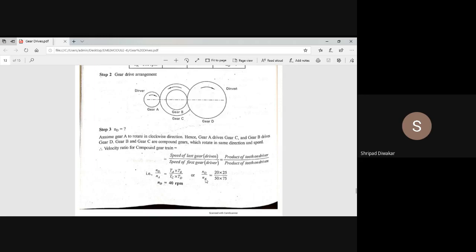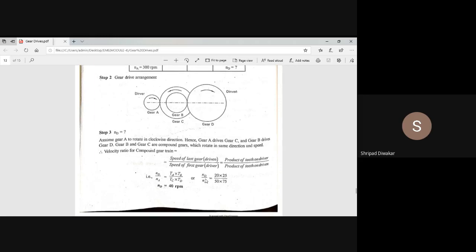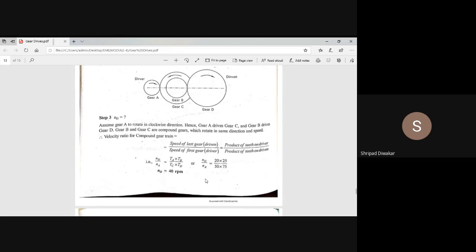NA is given, the speed of gear A is 300 RPM. You have to substitute the value. You'll get the speed of the last gear as 40 RPM. You remember, as the diameter increases, speed decreases. So after substituting the value, we get the speed of gear D as 40 RPM.